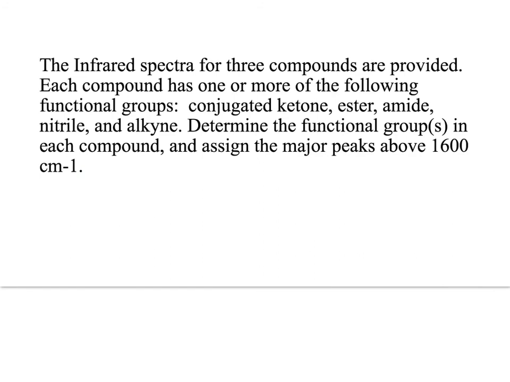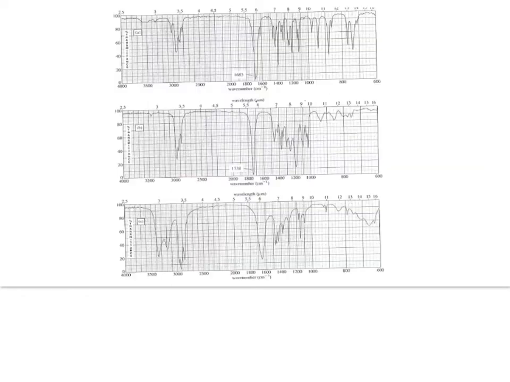Okay, the next one are more IR compounds, and we're looking for functional groups like conjugated ketone, ester, amide, nitrile, alkyne. When we look at this first spectra, we see that we have this small peak. First thing you always look at is here. So 1685 reciprocal centimeters wave number.